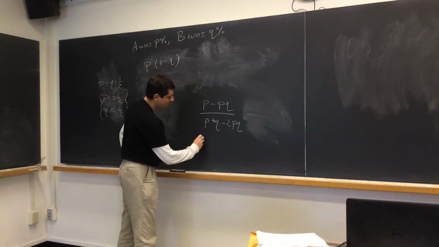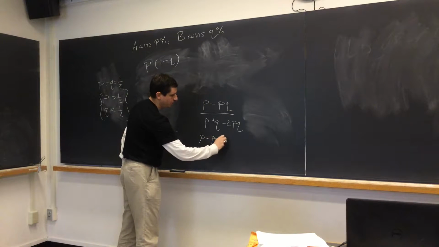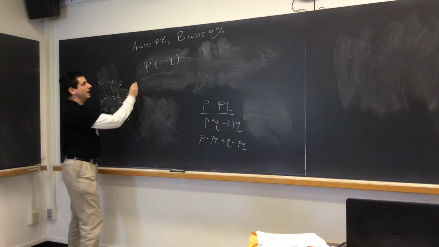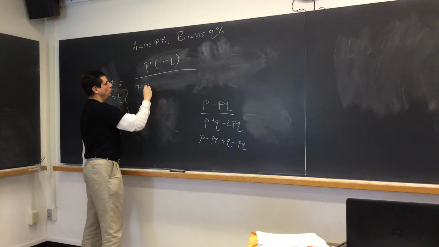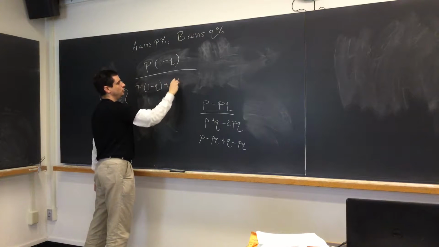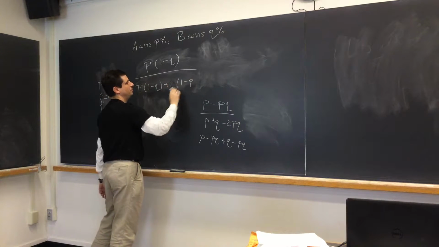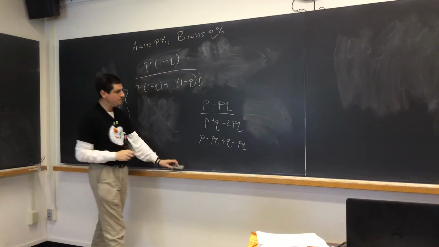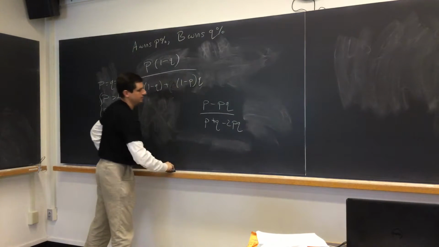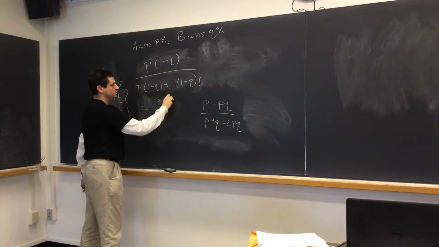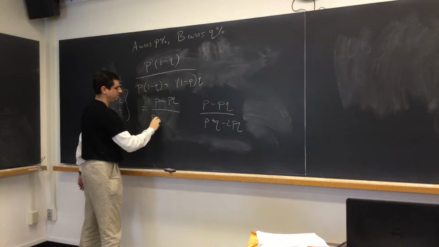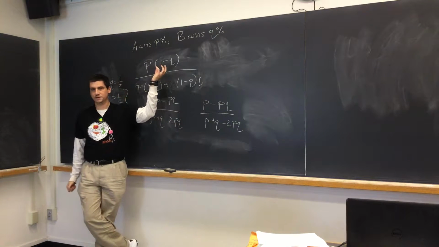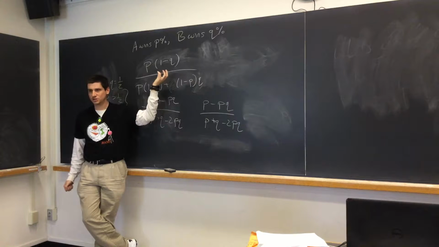Yeah. What we can do is rewrite the denominator as P minus PQ plus Q minus PQ. And now we get P times 1 minus Q plus Q times 1 minus P. Or maybe I should write 1 minus P times Q like this to keep the order the same. This is the same expression as this over here. This is just P minus PQ over P plus Q minus 2PQ. But when you look at this, it makes a lot more sense as to where it's coming from.